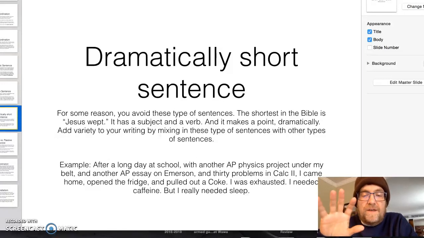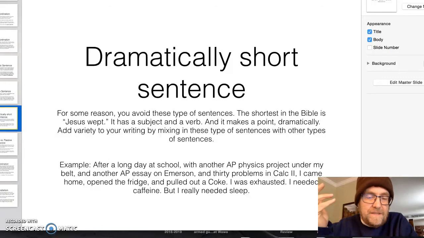All right, I'm doing a few things there. I'm using subordination. I'm actually using coordination later, as we'll see. And then I use dramatically short sentences using anaphora. I was, I needed, so it all works well together. Right? So that's a dramatically short sentence.